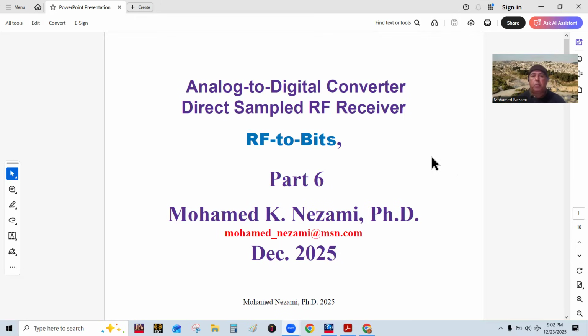This is part six of my direct RF sampled radio frequency receivers system design.